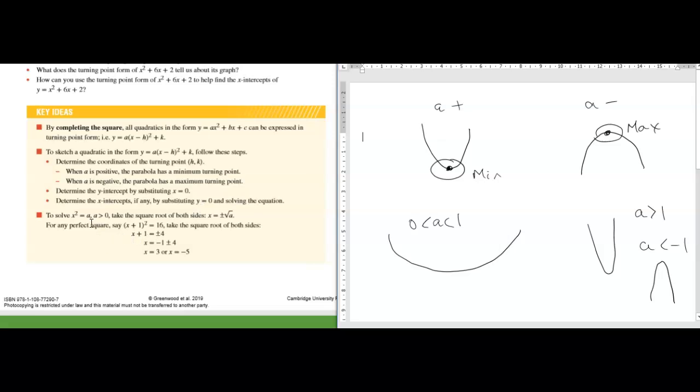What have we got next? To solve x squared equals a, where a is greater than 0, take the square root of both sides. Now, this is just a reminder.